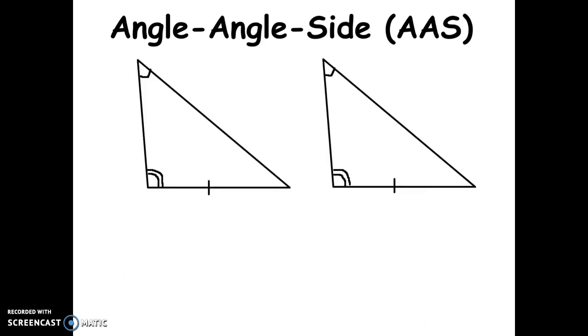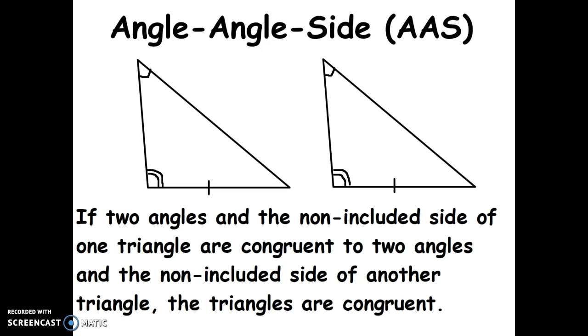Angle angle side. If two angles and the non-included side of one triangle are congruent to two angles and the non-included side of another triangle, then the triangles are congruent.